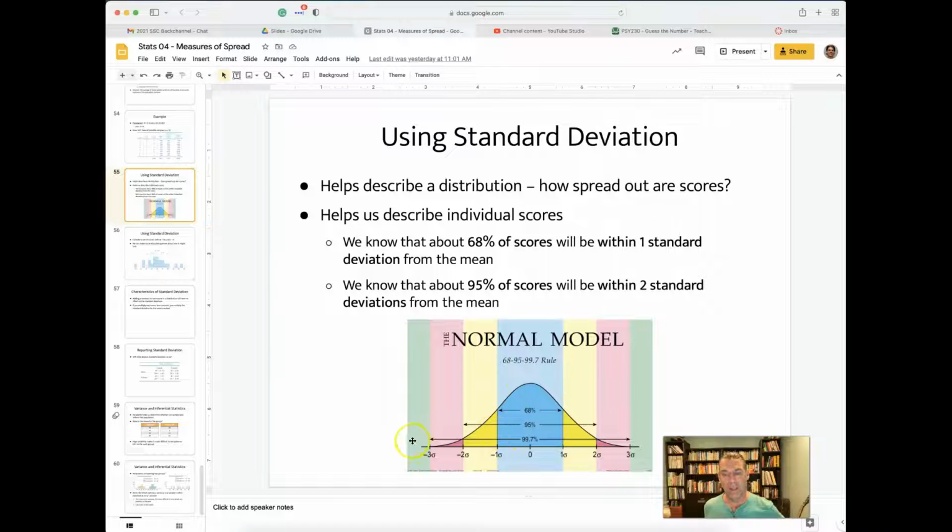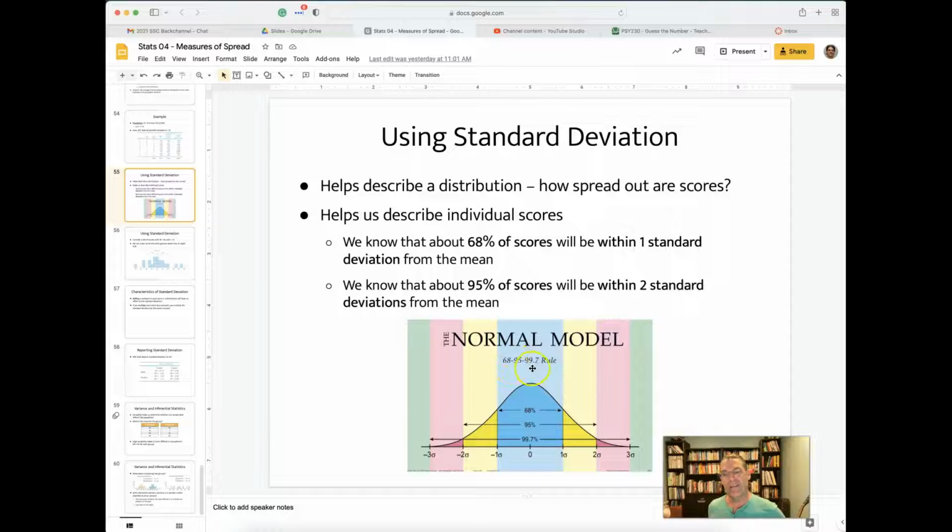So again, these could be IQ scores or SAT scores or GRE scores. And what we'll find is that 68% of the people will be between one standard deviation below the mean and one standard deviation above the mean. In other words, two-thirds of the people are pretty average. They're not that far from the mean, not more than one average deviation.